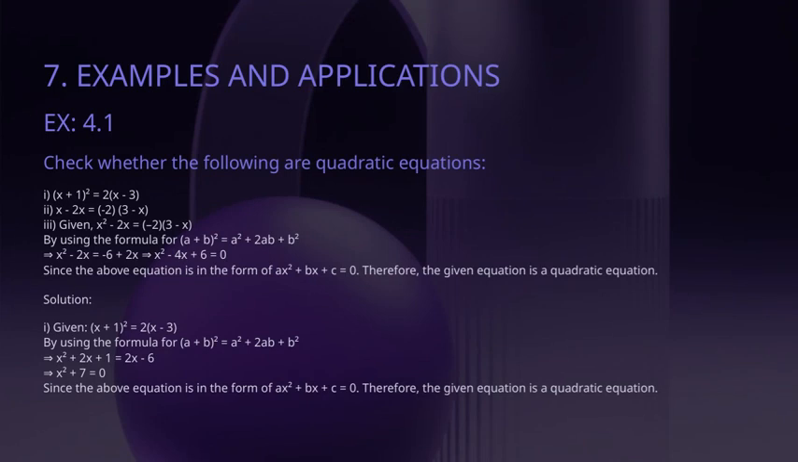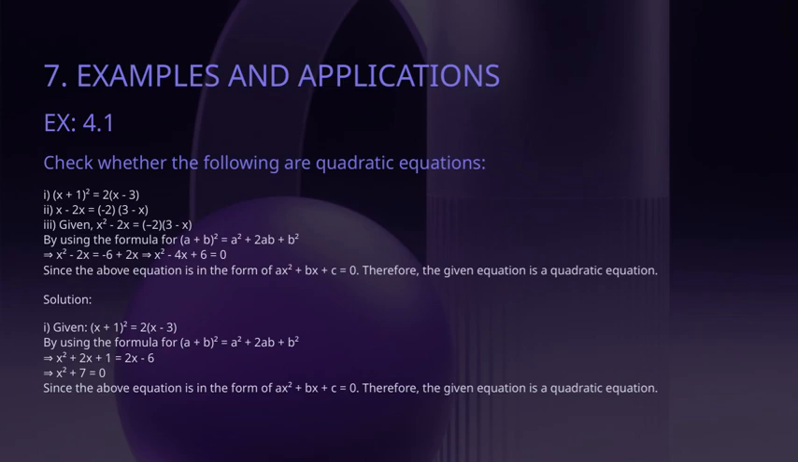(x plus 1) squared equals 2 times (x minus 3). To understand this better, we'll use the expansion formula for a squared binomial, which is (a plus b) squared equals a squared plus 2ab plus b squared. Applying that here, we get x squared plus 2x plus 1 equals 2x minus 6. Simplifying this, we see that x squared plus 2x plus 1 equals 2x minus 6.